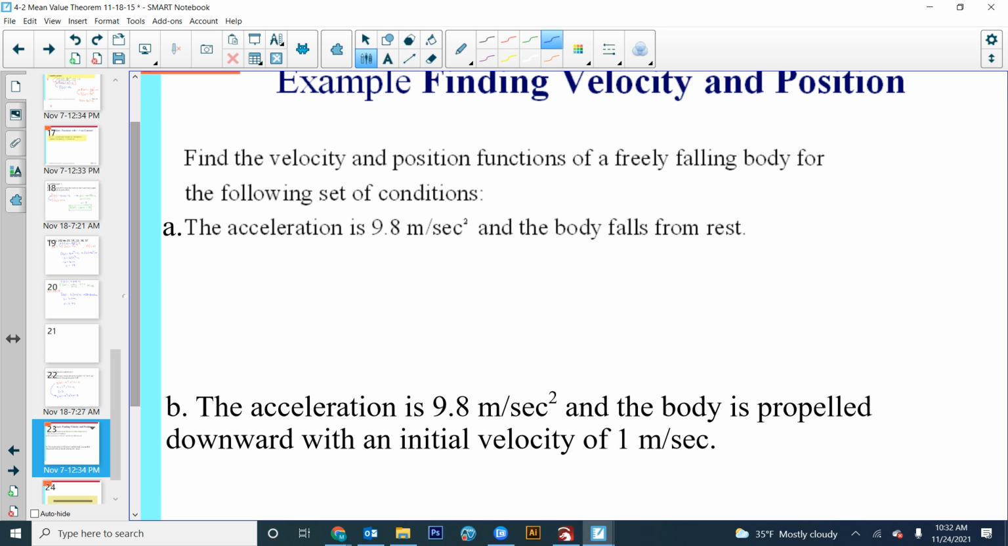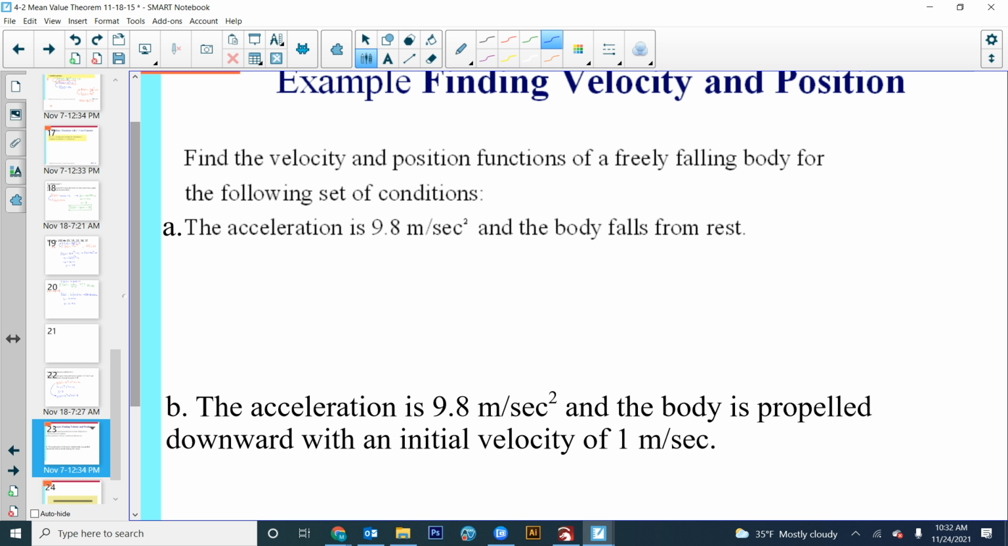All right, velocity and position. Here we go. Application, anti-differentiation. Who are my physics people in here? Physics, so you remember it. Physics 2.